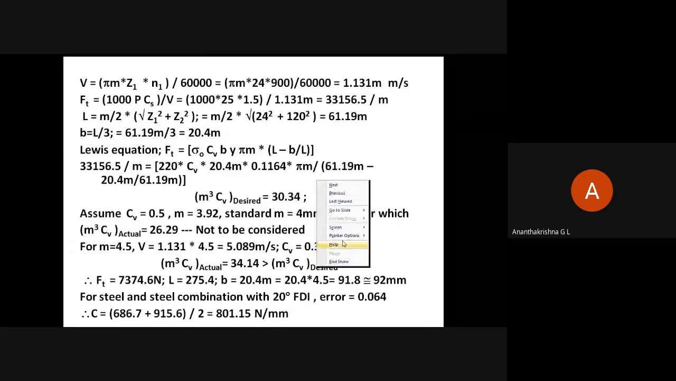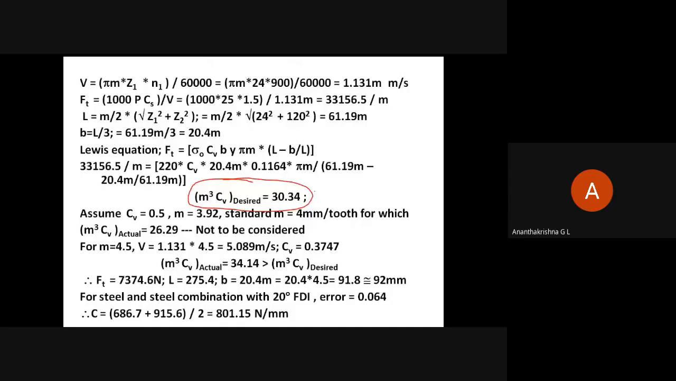Please calculate and let me know whether m equal to 4.5 is correct. Are you getting m cube C V desired equal to 30.34? Anybody who has gone up to m cube C V desired? Yes, sir, getting, sir.